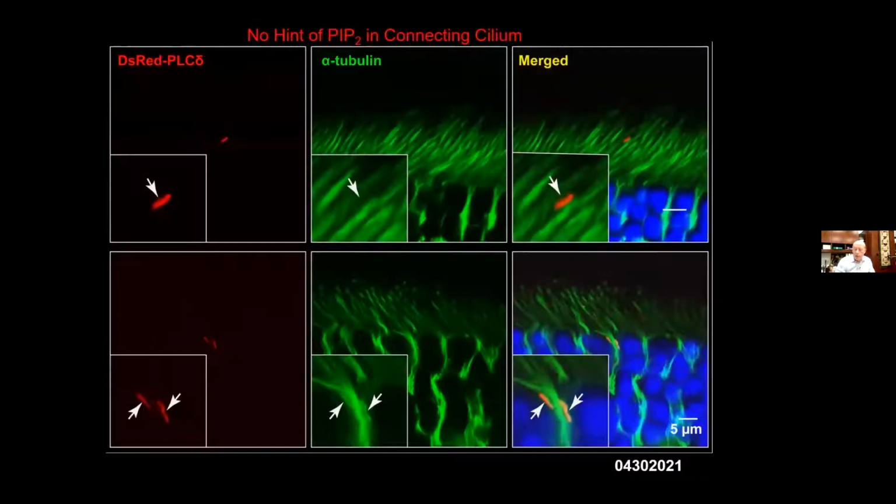If we co-stain with alpha tubulin, we see that it does not seem to be present in the connecting cilia, which are these small structures that you see at the top of this higher magnification view here. And when we see these patches of PIP2, they're on the side of any microtubule structures that we see staining in these cells.